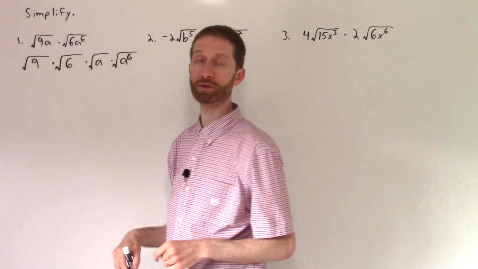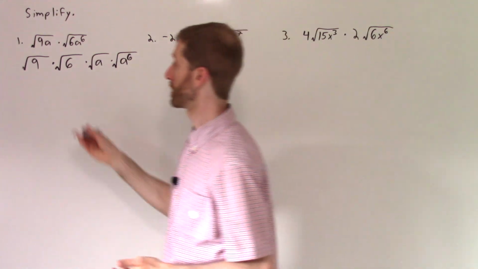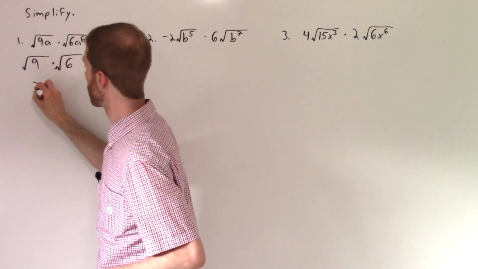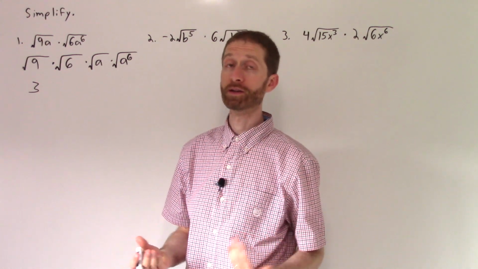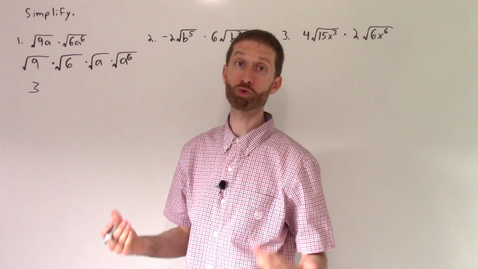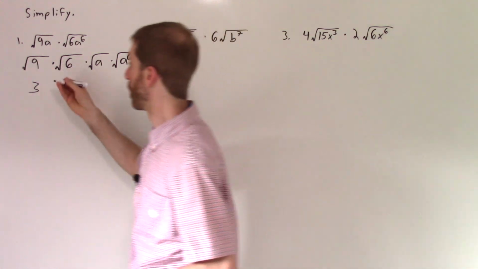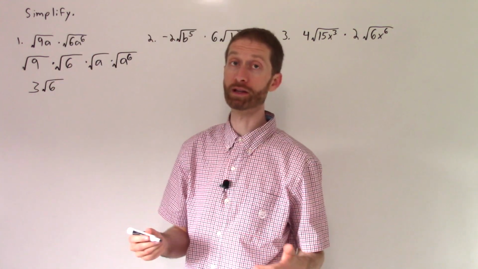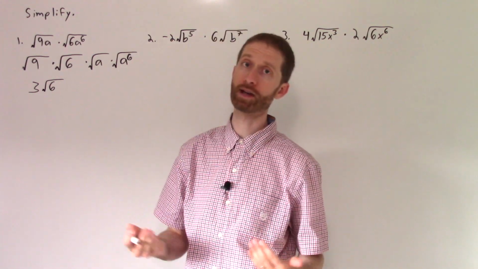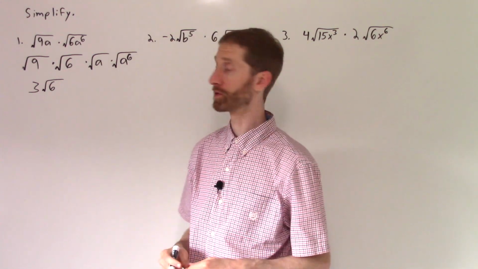Now I'm going to deal with the numbers first. The square root of 9 is 3. So that's going to become 3. The square root of 6 has no perfect squares that go into it, so it's in simplest radical form, or as simplified as it can get. So now the number part is completely done for now. We'll combine everything that's outside the square root and inside the square root symbols soon.